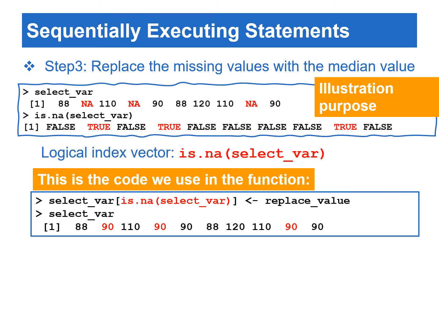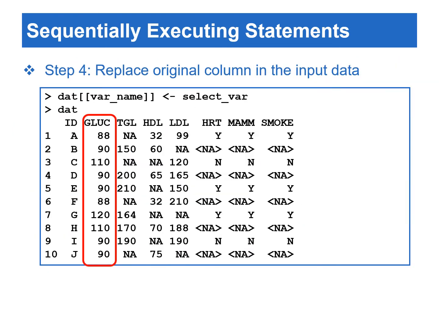In step 3, we need to replace missing values with the calculated median value. Before we replace the missing values, we can use is.na function to generate a logical vector, indicating which elements in select var is missing. Then we insert this logical index vector within the square bracket, on the left-hand side of the assignment operator. On the right-hand side of the assignment, we will use replace value, which is the median value. In the final step, we need to replace the original column in the input data with the imputed numeric vector from step 3.